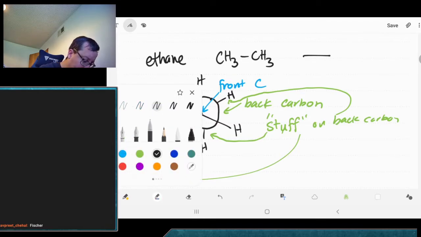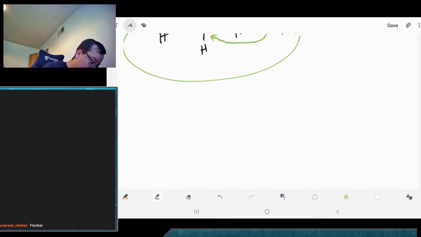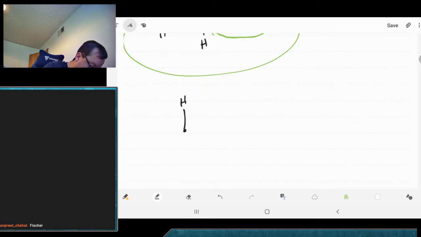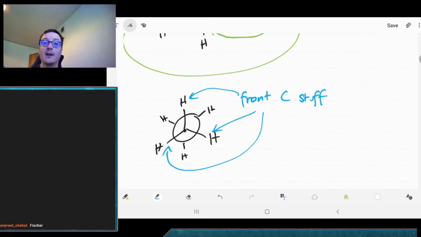I'm gonna redraw it. So that's the stuff on the back carbon. They're the shorter lines that connect directly to the big circle. With the front carbon, the stuff on the front carbon are these things with the longer lines, the ones that connect to the middle dot. Those are the things on your front carbon.